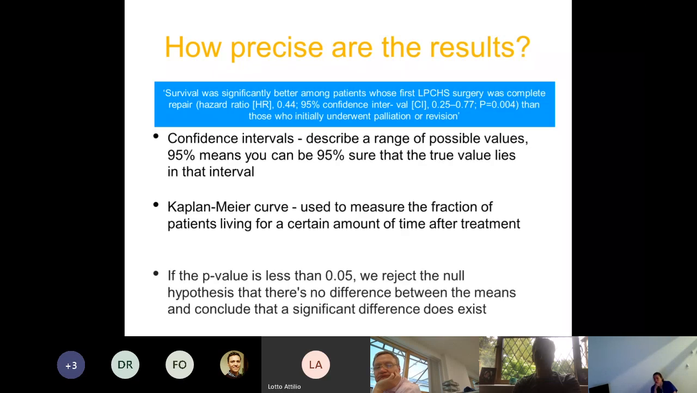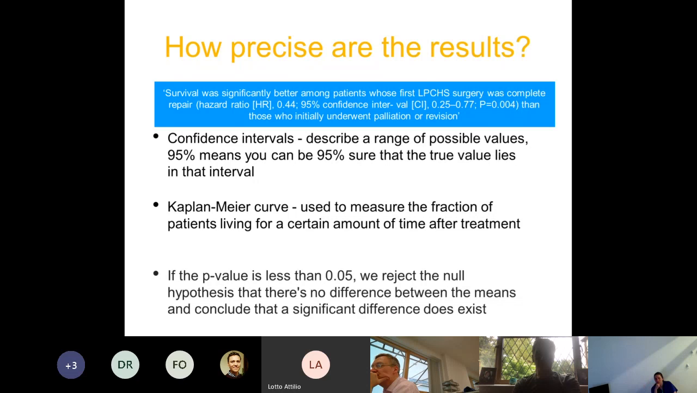So confidence intervals say that there's a range of possible values, and when they describe a confidence interval of 95%, what they're saying is that you can be 95% sure that the true value lies in that interval you have stated. As I said, the Kaplan-Meier curve, we use it to look at survival, but what it's doing is predicting the probability that the patient will still be alive at X number of years.